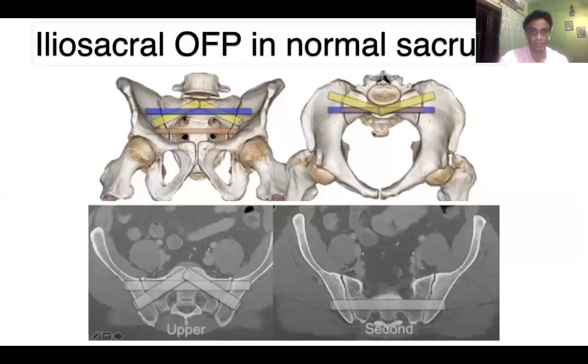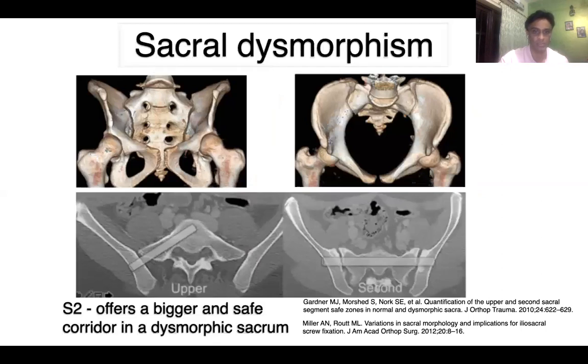In a normal sacrum, in both S1 and S2, you can insert iliosacral or transiliac screws, and the S1 pathway is always bigger than S2. Whereas a dysmorphic sacrum is different. S2 offers a bigger and safer corridor in a dysmorphic sacrum. And at S1, it is not possible to put in a transverse transiliac style screw. Sometimes you may be able to put an iliosacral screw, and sometimes it may be too small to do that as well.